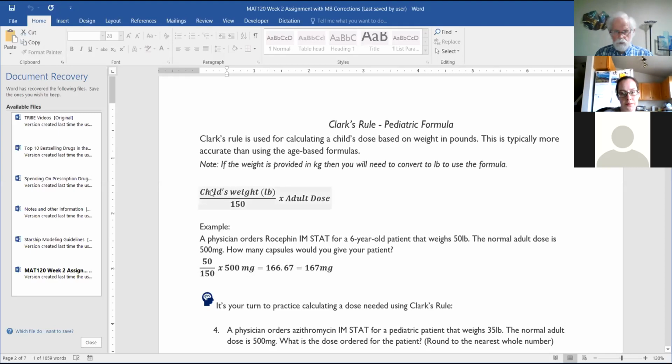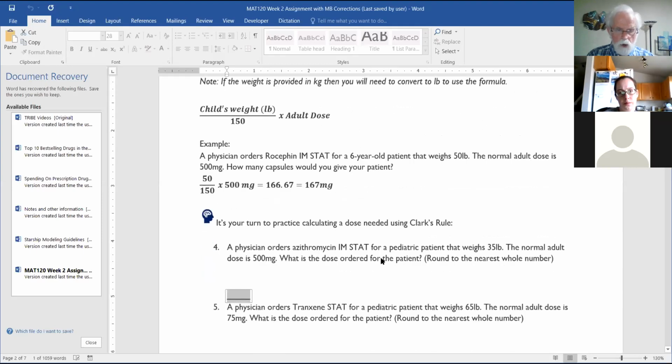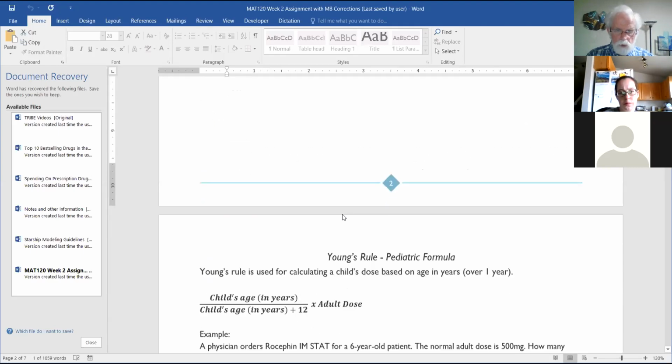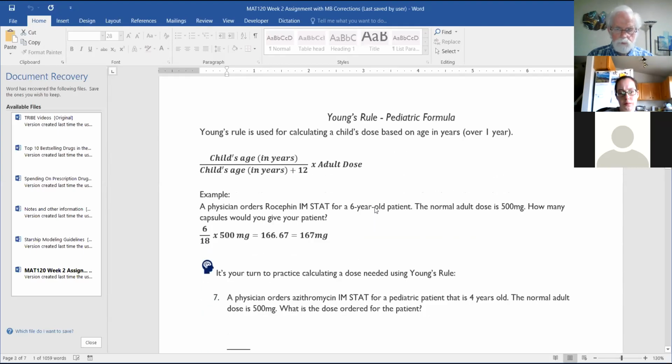So we have a 50-pound child divided by 150 and then multiply that by 500. We get this number, 166.67. We always round it off. There are one or two cases where we will not round off, and we'll get to those. So in this case, this patient would receive 167 milligrams. So we're going to keep on going down. I'm just going to go through the various rules.